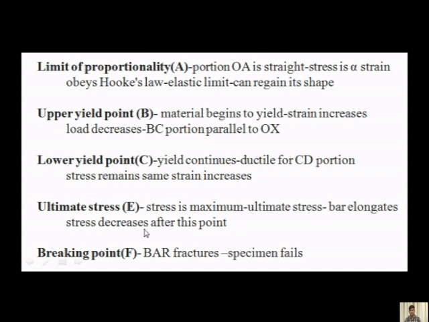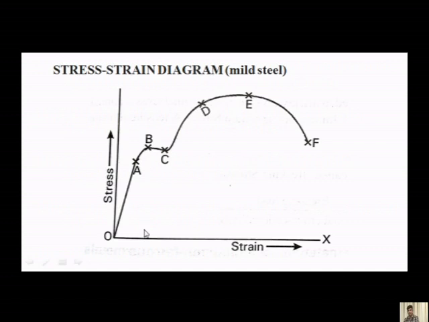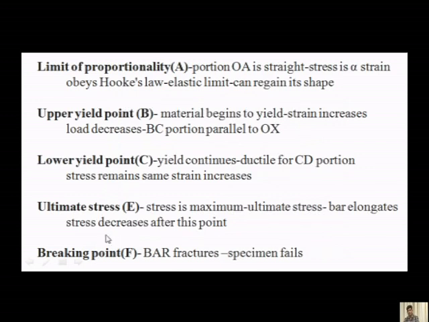Stress decreases after this point. Observe carefully here. After point E, the stress starts decreasing and strain continues to increase, and the point F is called the breaking point, where the bar fractures or the specimen fails. So these are the important points of the stress strain curve for mild steel.